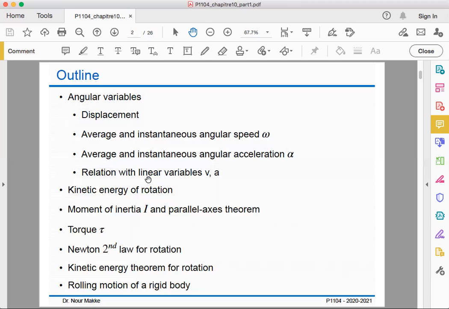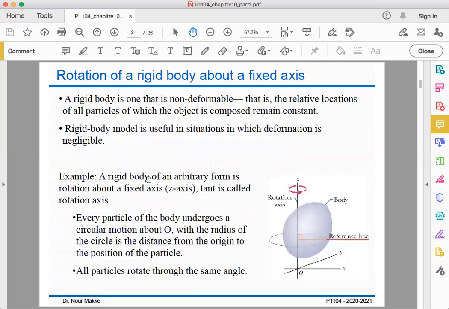We will review the kinetic energy of rotation, what is the moment of inertia of a given object, and the parallel axis theorem, the torque, Newton's second law for rotation. We'll also review the work kinetic energy theorem in the case of a rotation, and finally the rolling motion of rigid body. In what concerns the rolling motion, this will not be covered in this PDF file. We will discuss this topic later.